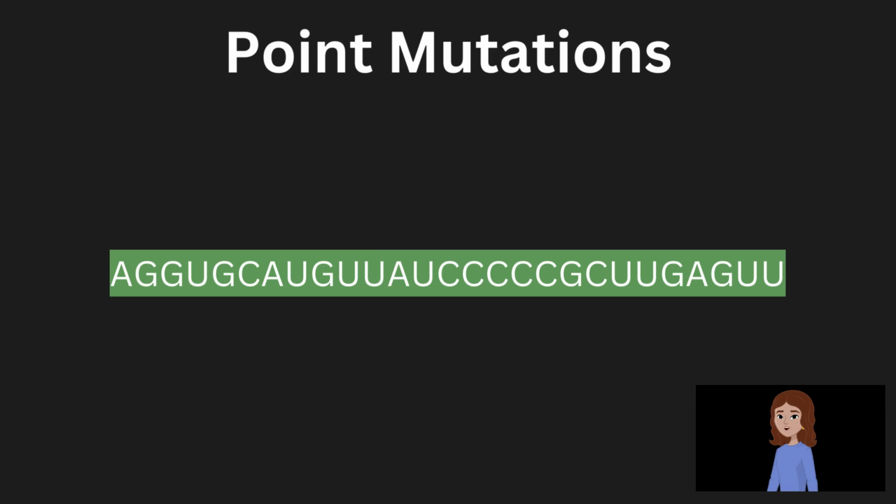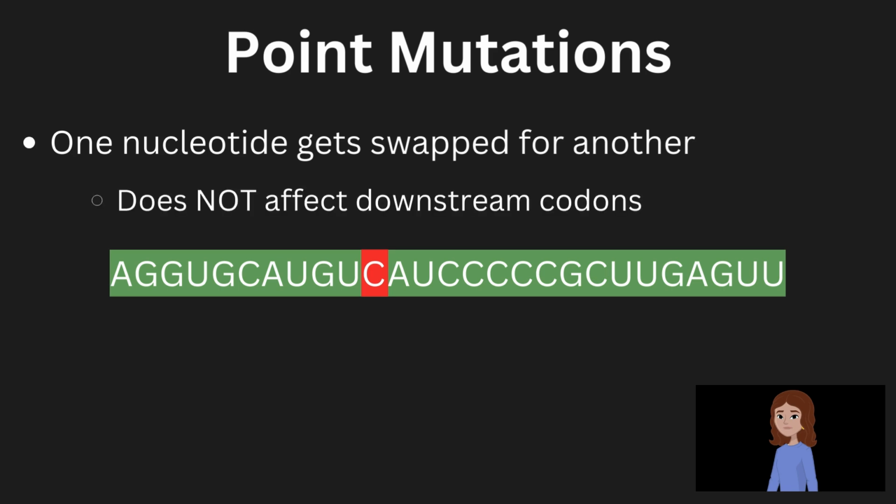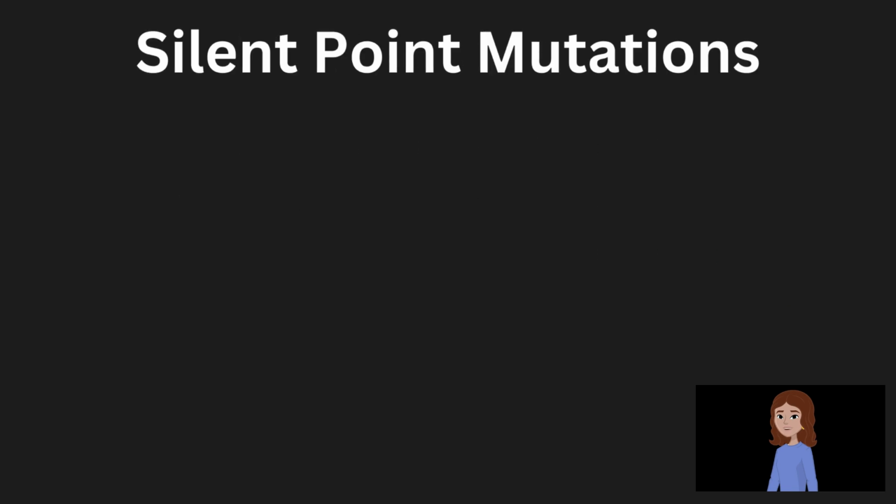Point mutations occur when one nucleotide base gets mutated to become a different nucleotide base, but it doesn't affect any downstream codons. These mutations will only affect the direct codon that is being acted upon. The first point mutation we will go over is silent mutation.